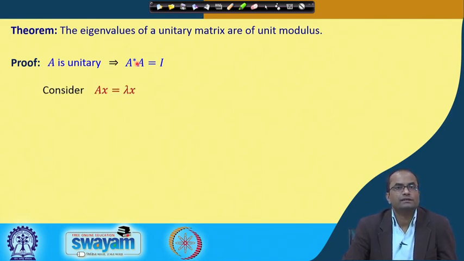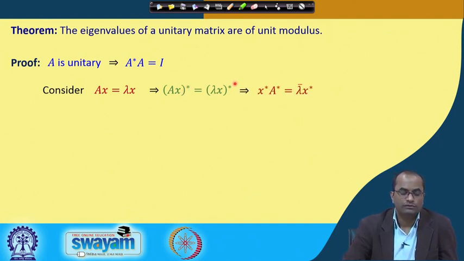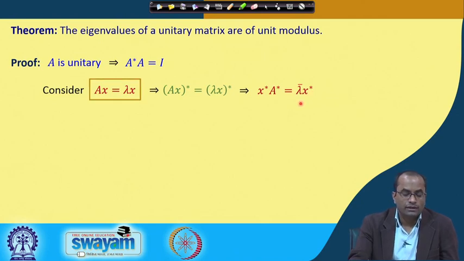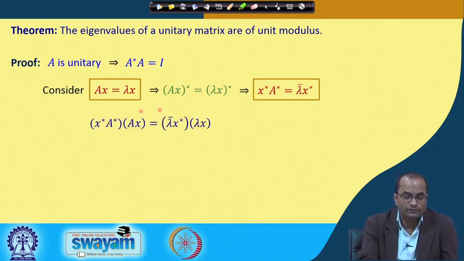That means, we consider here A x is equal to lambda x, and then taking the complex conjugate transpose, what we will get. Again we will use this property: x star A star is equal to lambda bar x star. From A x is equal to lambda x, and from this equation x star A star is equal to lambda bar x star, we will now continue by taking the product here.